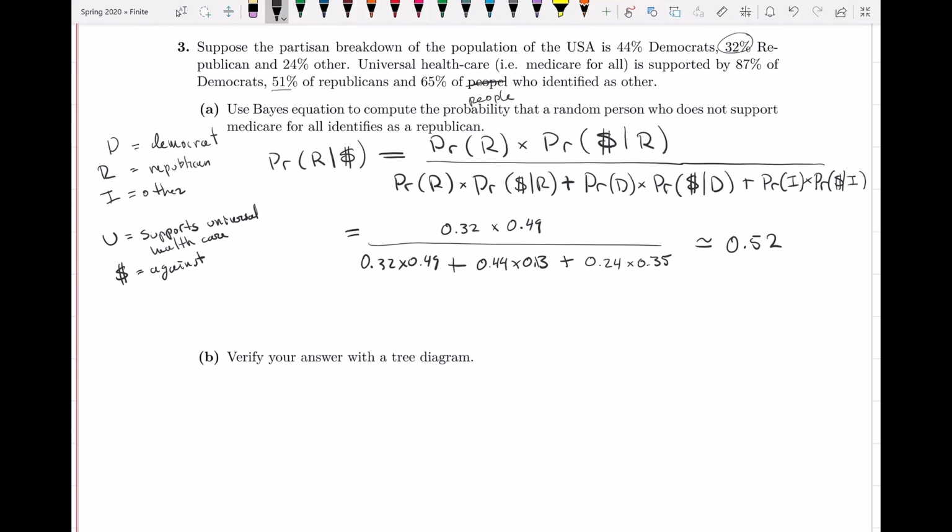And also, if you were to use this data to compute the percentage of the population that supports universal health care, so just compute the probability of U, you'd find it's about 70% of the population, I think.